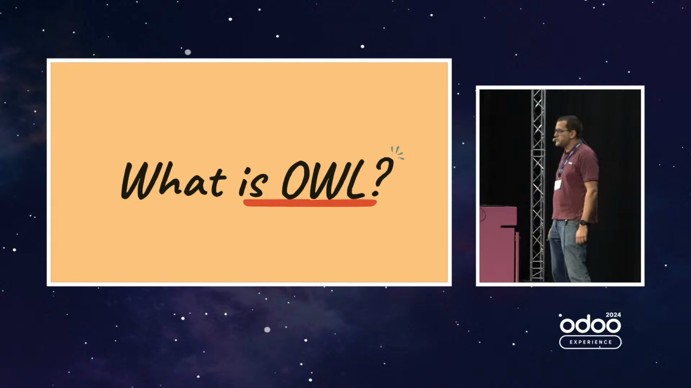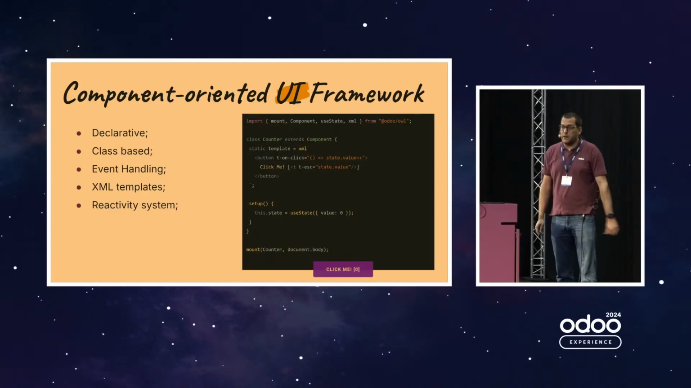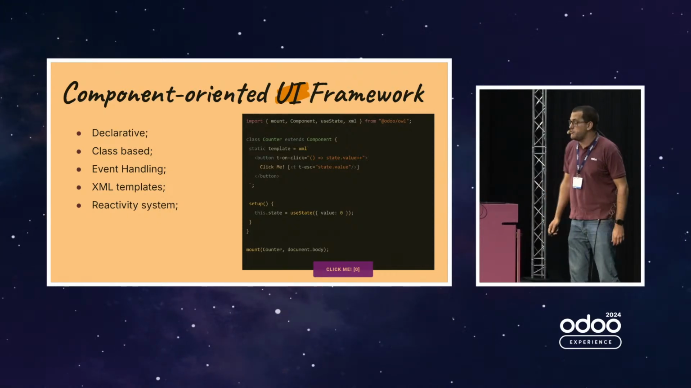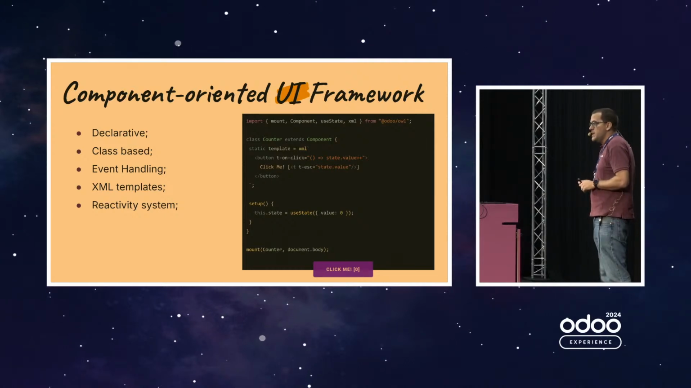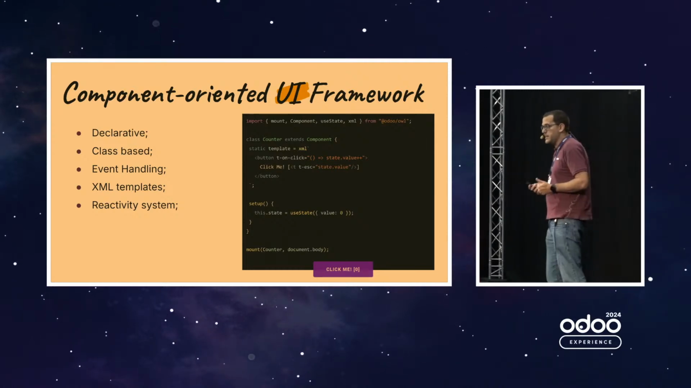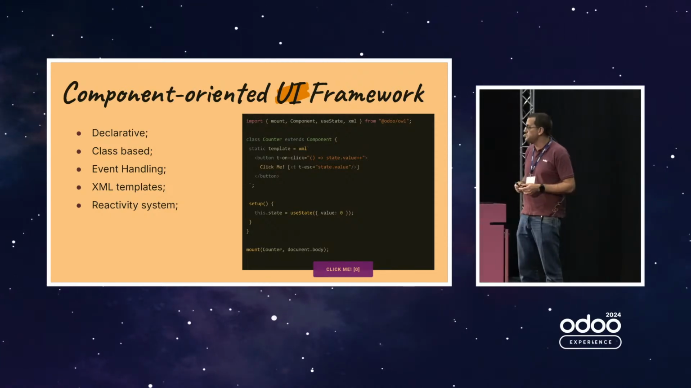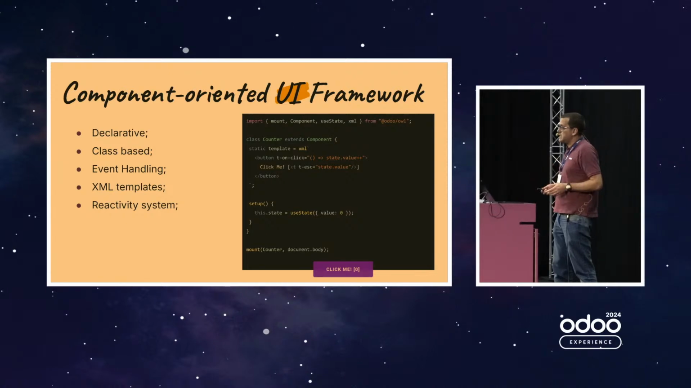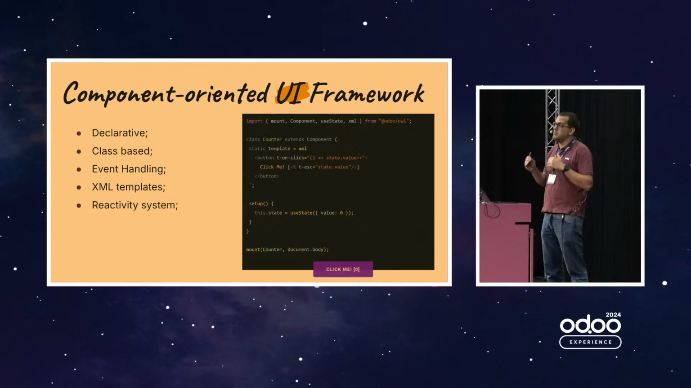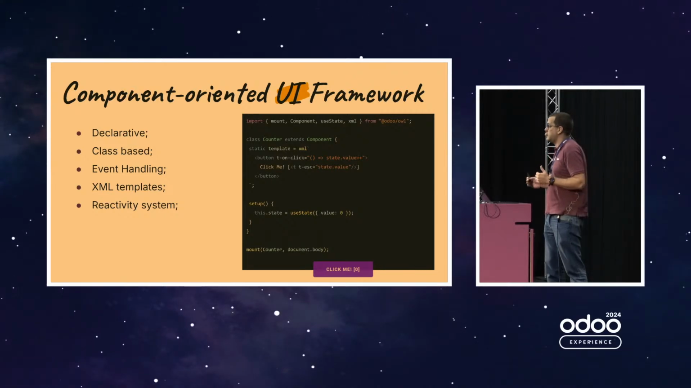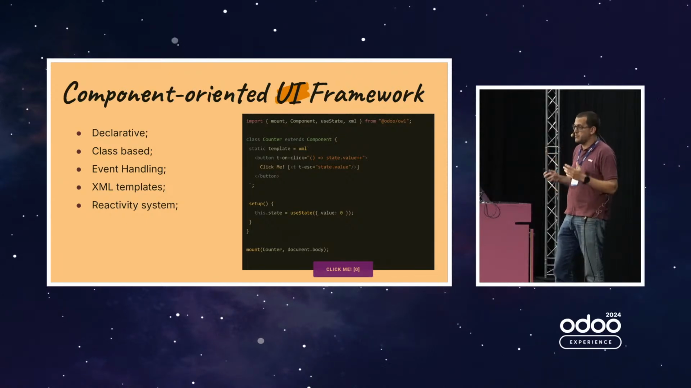So we're going to start off with what is Owl. Owl is a UI library created internally in Odoo. It is declarative, class-based, with event handling and XML templates. If you know a little bit of React or Vue, we are talking about the same kind of level of abstraction. Owl is for creating the basic components of Odoo.